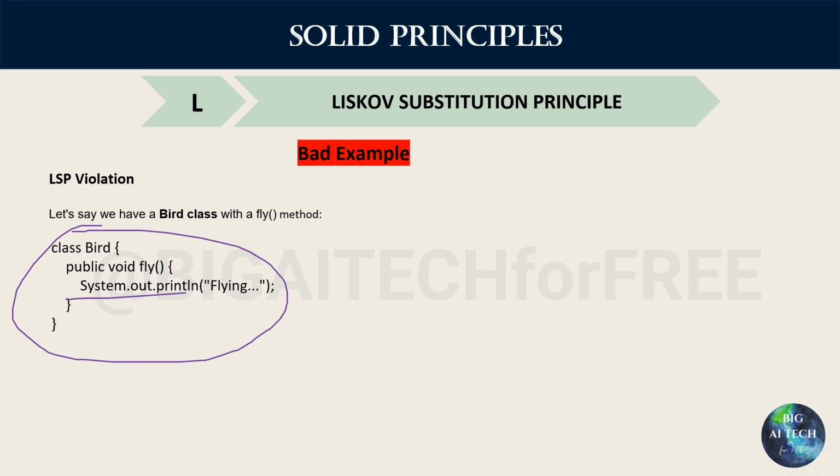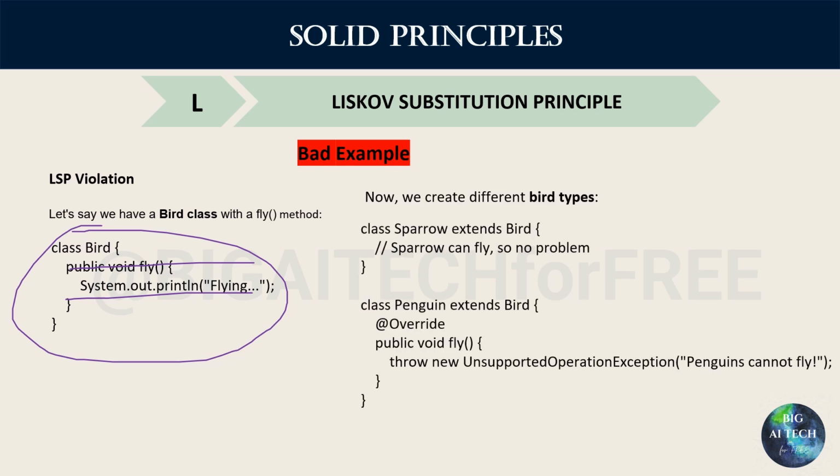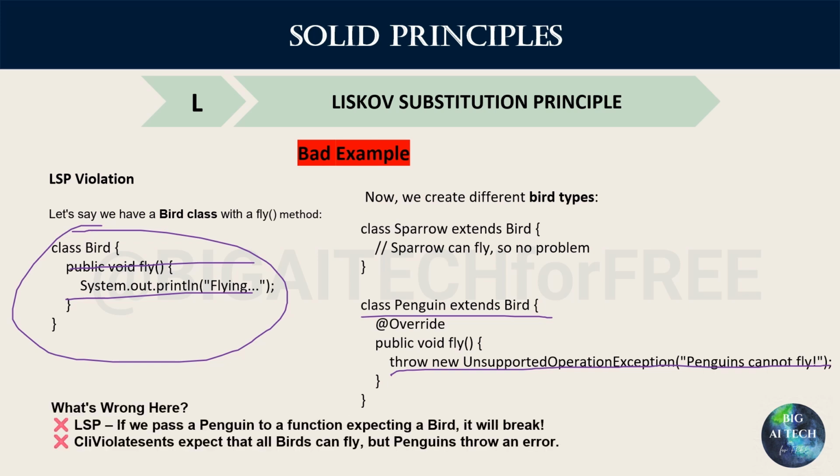Then what happens? We create different birds. Sparrow, which extends the bird, and sparrow can fly, so no problem. And what happens when we create a penguin? This is also a bird which is extending the bird class, but it will throw an exception because it's an unsupported operation. Penguins cannot fly. We cannot force a penguin to fly, right? So what's wrong? It's not following the LSP. If we pass a penguin to a function expecting a bird, it will break. We get this exception because we assumed all birds can fly, but here the penguin throws an error.